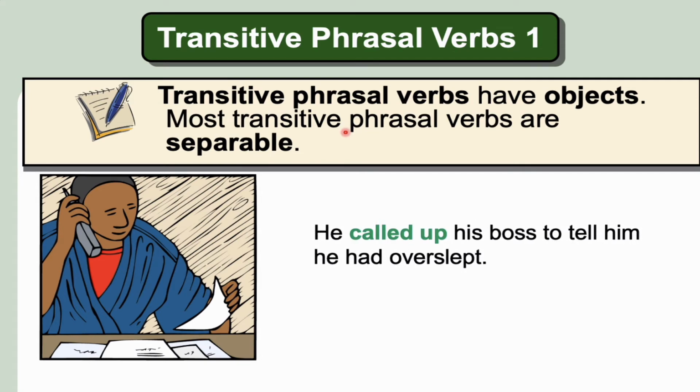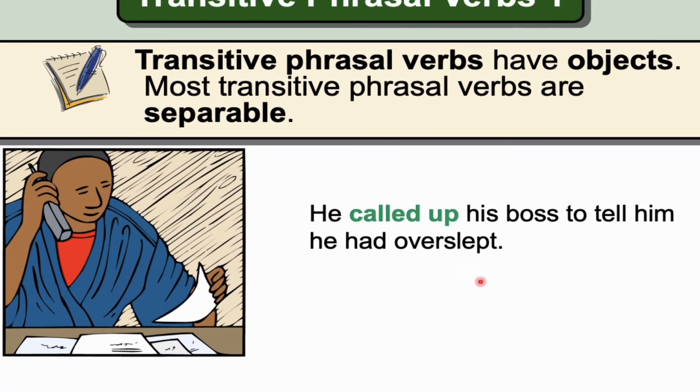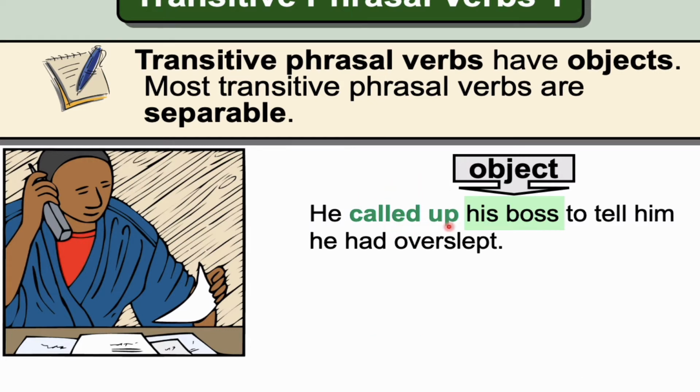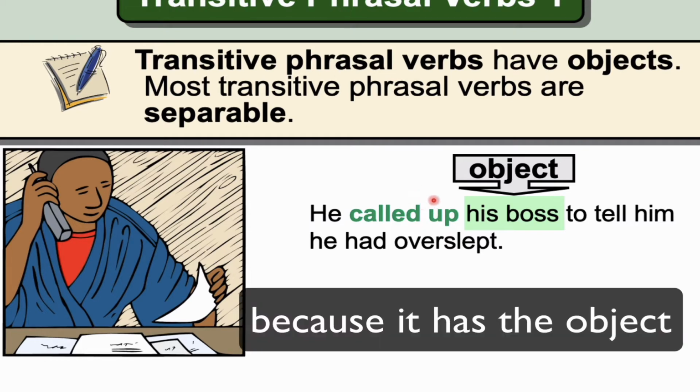Now, let's talk about transitive phrasal verbs. So transitive phrasal verbs have objects. Most transitive phrasal verbs are separable. What does it mean? It means that when we have a transitive phrasal verb, it has an object. Example: he called up his boss to tell him he had overslept. Right? So what is the object? It is his boss. And what is the phrasal verb? It is called up. So called up is transitive. Why is it transitive? Because it has an object, which is his boss.